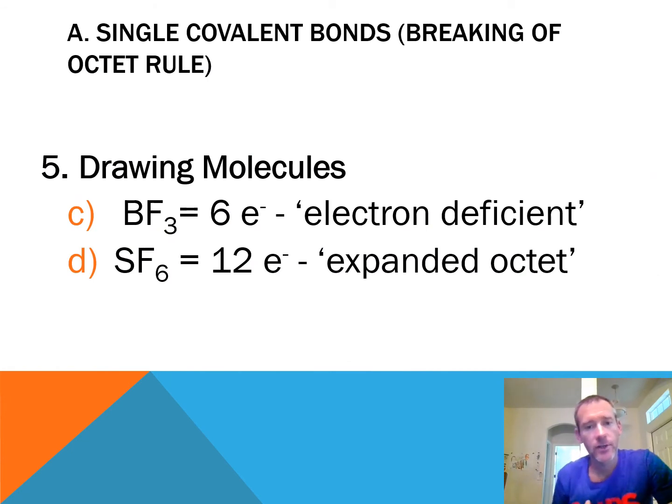All right, so here are some exceptions breaking the octet rule. Boron is one. It can be electron deficient and can hold 6 electrons. It's happy to be 6. Sulfur can expand the octet, and so can phosphorus, to 12 electrons for sulfur.